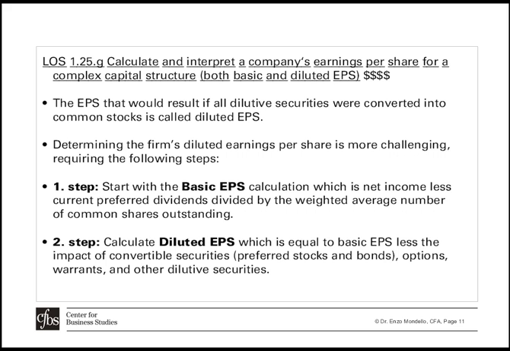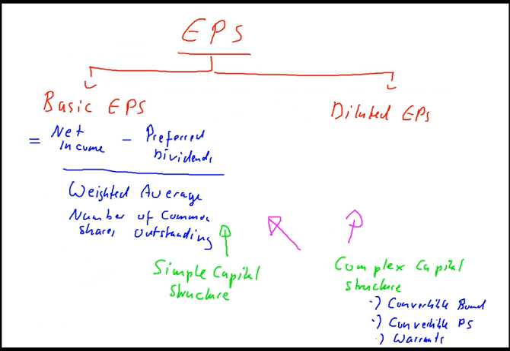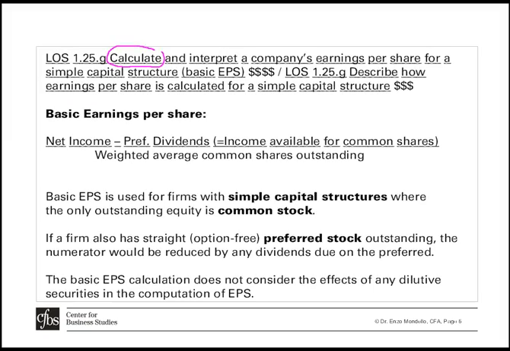So the concept that applies here is the one that we have seen at the very beginning of our discussion. If the firm has a complex capital structure, that means a capital structure that includes potentially dilutive securities such as convertible bonds, convertible preferred stocks, and warrants, then the firm must disclose, in addition to basic EPS, also diluted EPS in its financial statements. So that's what the LOS is about.